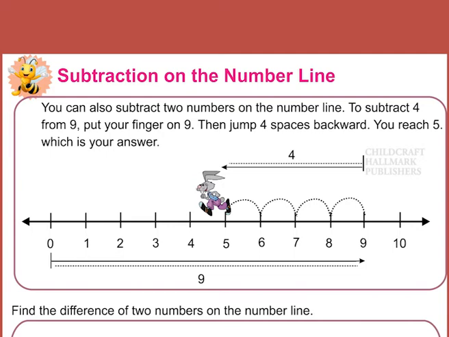Subtraction on the number line. You can also subtract two numbers on the number line. To subtract 4 from 9, put your finger on 9. Then jump 4 spaces backward. You reach 5, which is your answer.